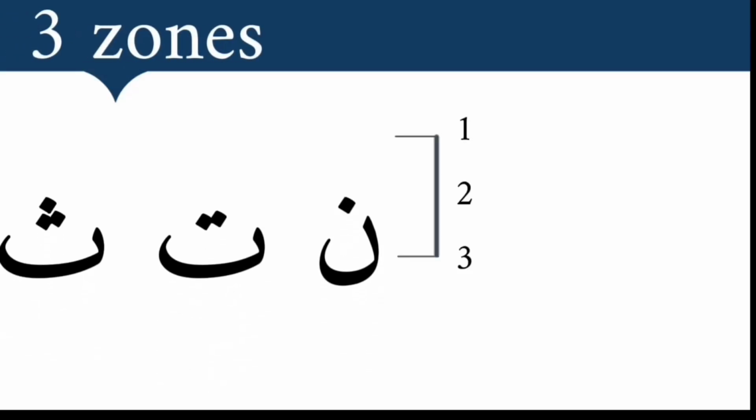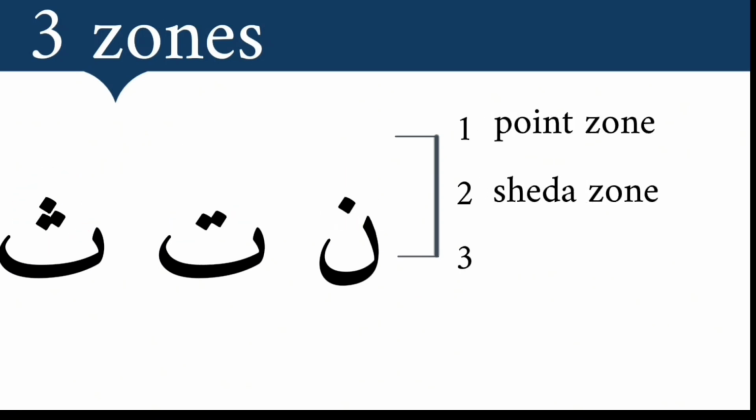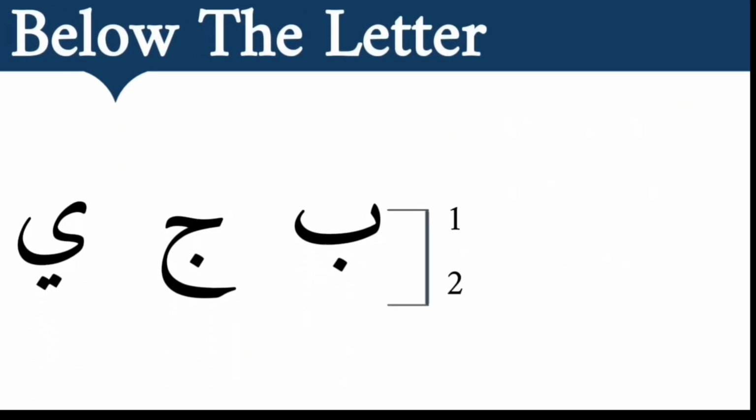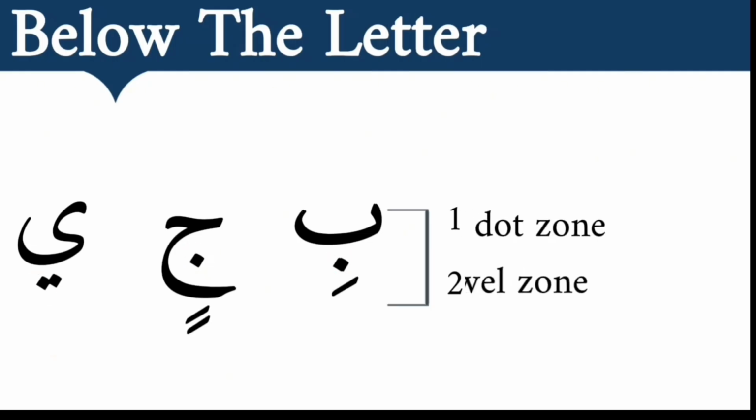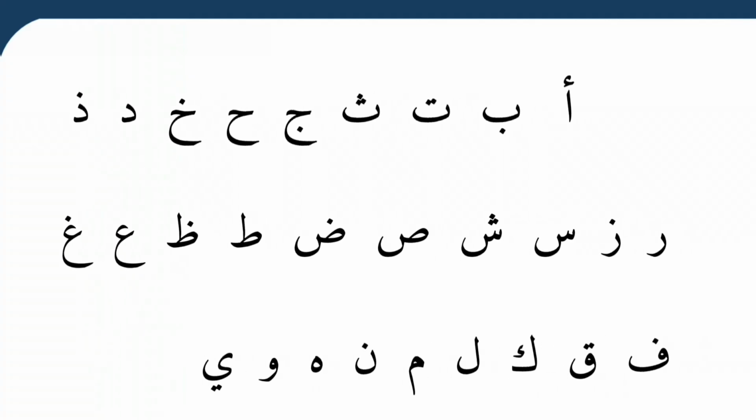Arabic letters fit into three vertical zones: the point zone, the shadda zone, and the short vowel zone. Below the letter, we find the dot zone, short vowel zone. Now, you might wonder what shadda and short vowels are. But for now, let's focus on the letters. I will explain them in the next video.